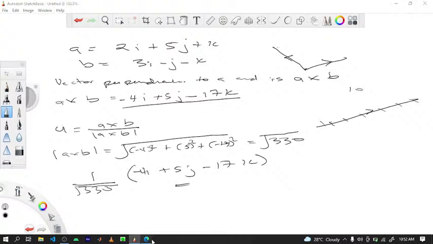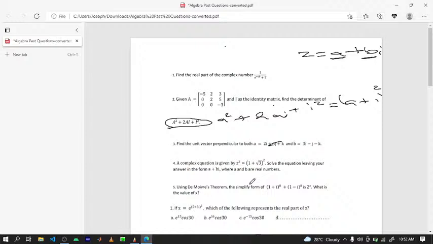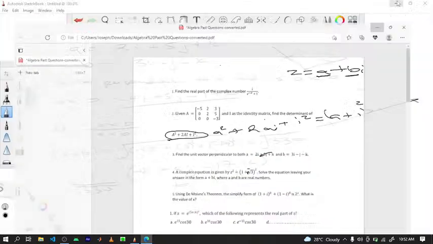For the next question, we are told that a complex number equation is given by z squared is equal to 1 plus root 3 all squared. Solve the equation leaving your answer in the form a plus bi, where a and b are real numbers. So I think there should be an i here, right? So it is z squared is equal to 1 plus i root 3 all squared. That is what it should be.